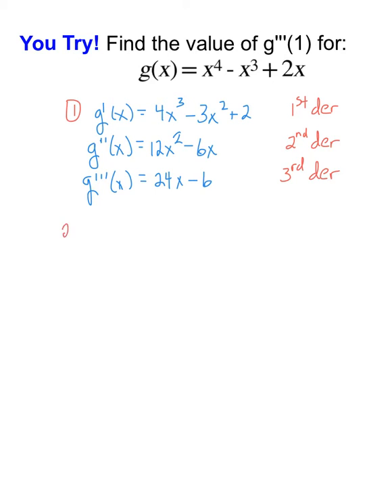So then step 2 is to substitute in for x our value of 1. I'm going to put a 1 in for our x. So that gives us 24 minus 6, which is 18.